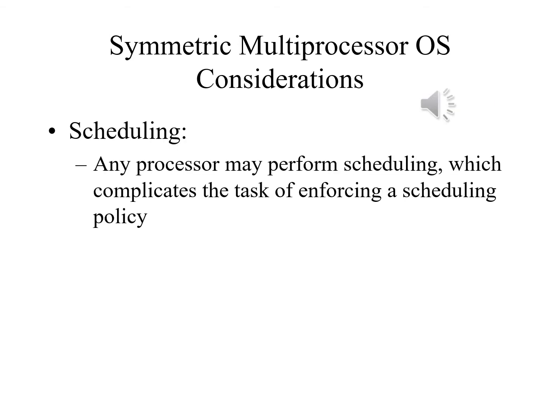Scheduling. Any processor can perform scheduling, which complicates the task of enforcing a scheduling policy and assuring that corruption of the scheduler data structures is avoided. If kernel-level multi-threading is used, then the opportunity exists to schedule multiple threads from the same process simultaneously on multiple processors.